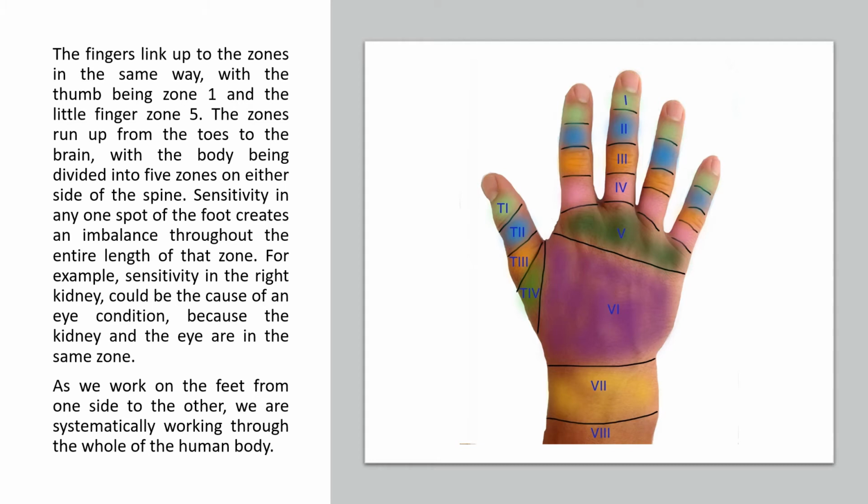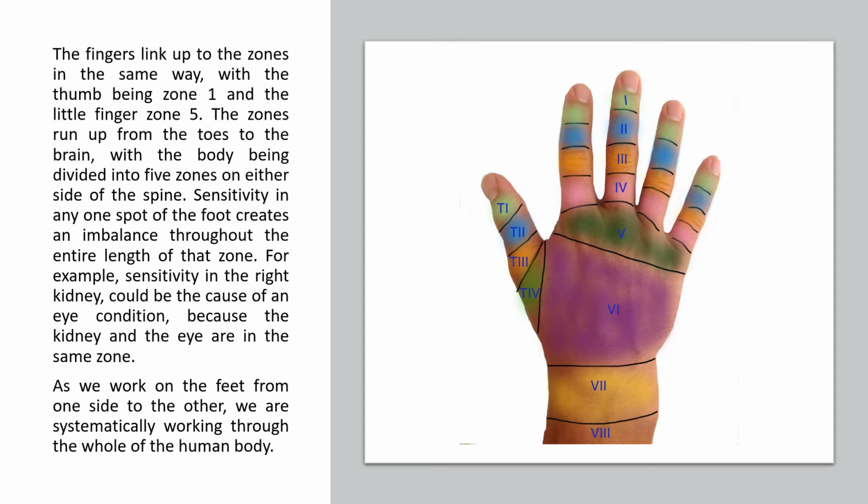The fingers link up to the zones in the same way, with the thumb being Zone 1 and the little finger Zone 5. The zones run from the toes to the brain, with the body being divided into 5 zones on either side of the spine.